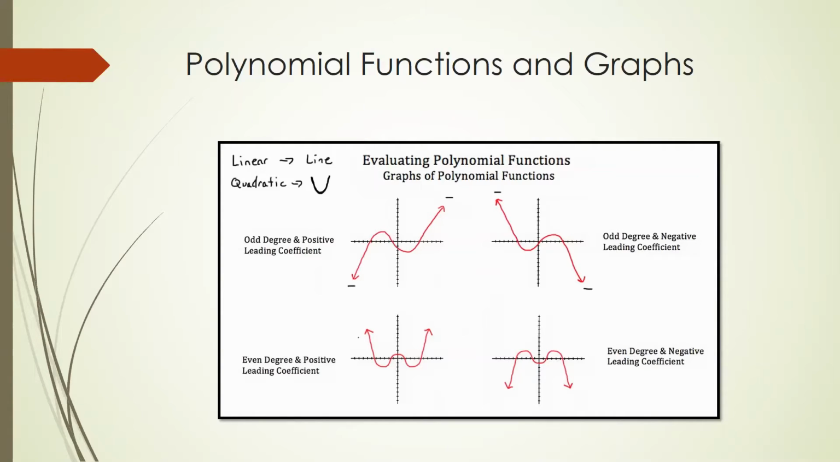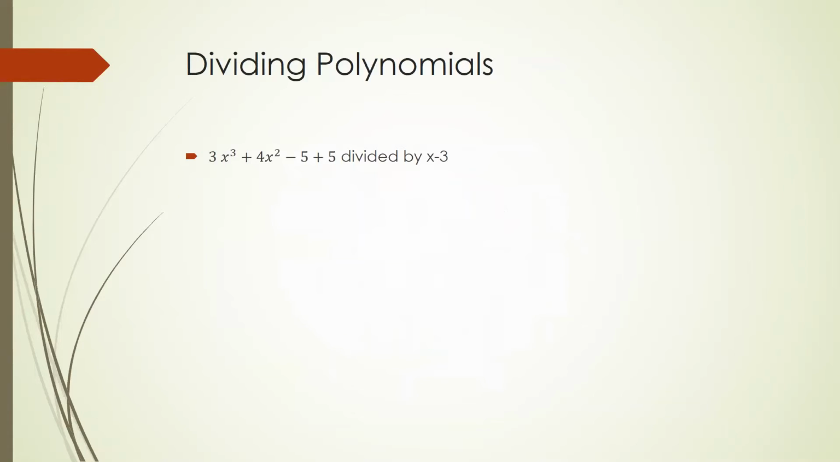Even degree with a positive leading coefficient will show that the parabola is facing upward and in the same direction, as you can see with the next graph. With the last graph, it's an even degree number and a negative leading coefficient. So that goes into dividing polynomials.